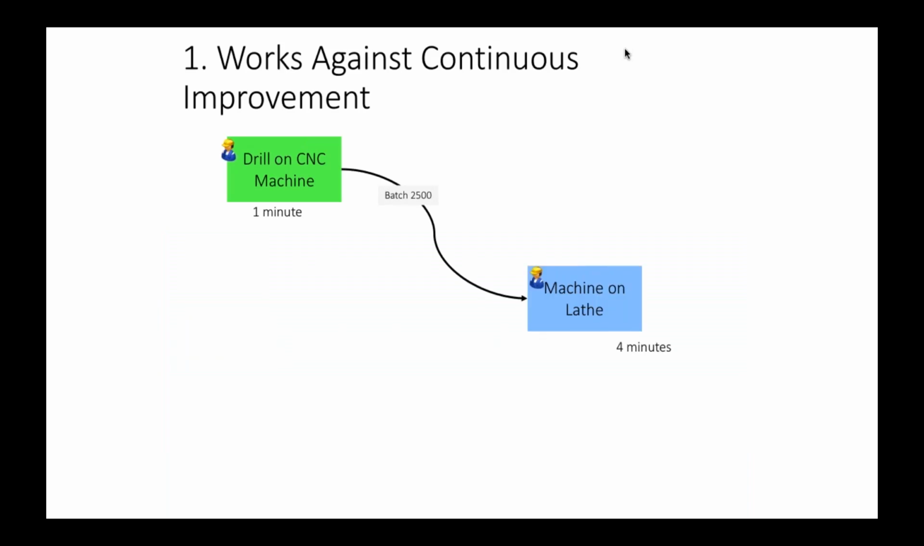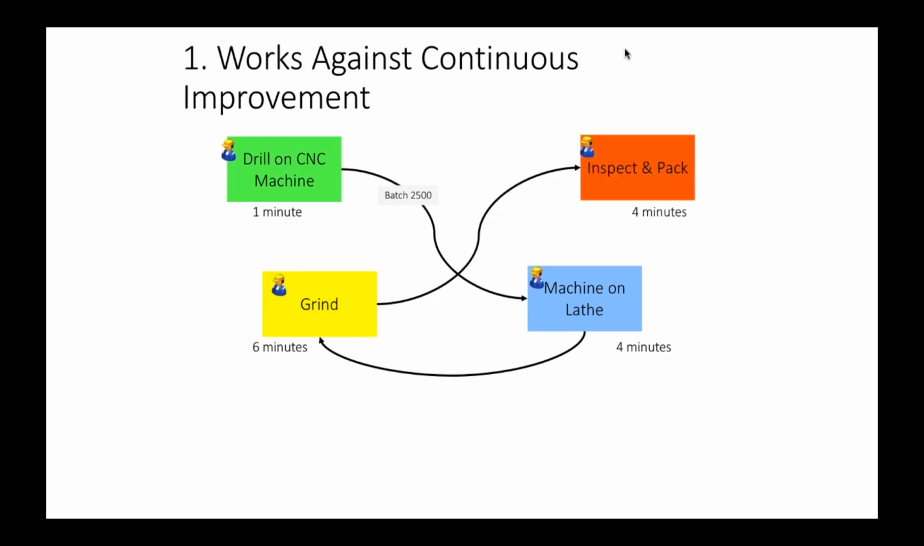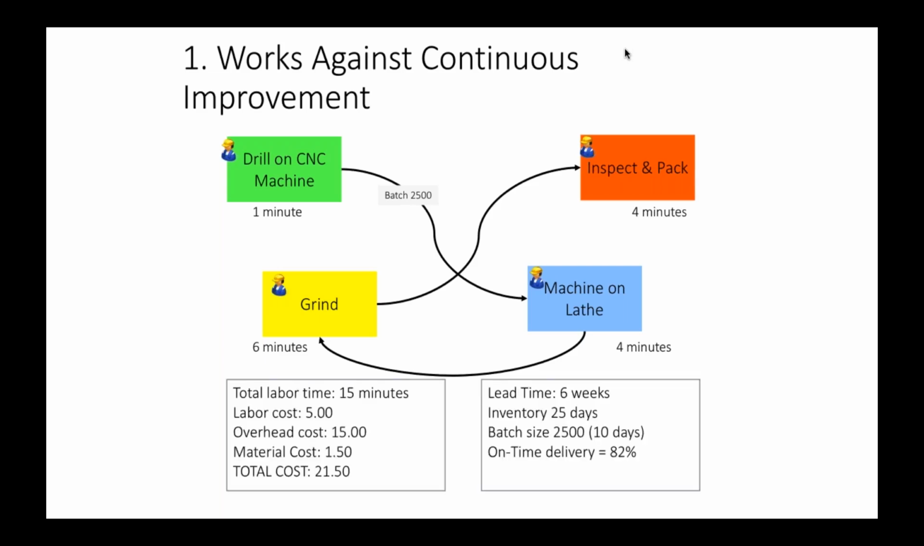So let's look at some real-life examples of working against continuous improvement. I'm going to give you a very simple production process. There's a drilling process on a CNC machine that takes 1 minute, and it works in a batch of 2,500. There's a lathing process that takes 4 minutes. There's a grinding process that takes 6 minutes. And finally, inspect, pack, and ship, which takes 4 minutes. So that's the current state of the production process.